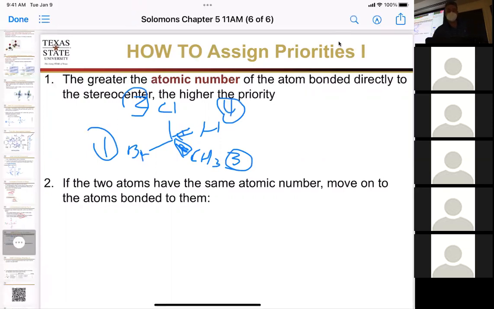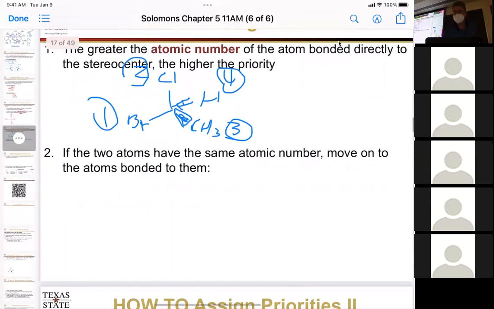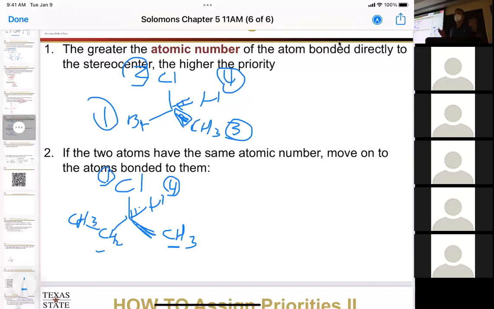So what if we have a slightly more complex one? Let's draw that same thing, but different. Let's draw it as Cl and then CH3 and then CH2 and then CH3 and an H back here. So wedge here, wedge here. Okay, so we have to start prioritizing. So number 1's chlorine. Number 4 is going to be the hydrogen. Carbon. This carbon and this carbon are both 6. What do we do now?